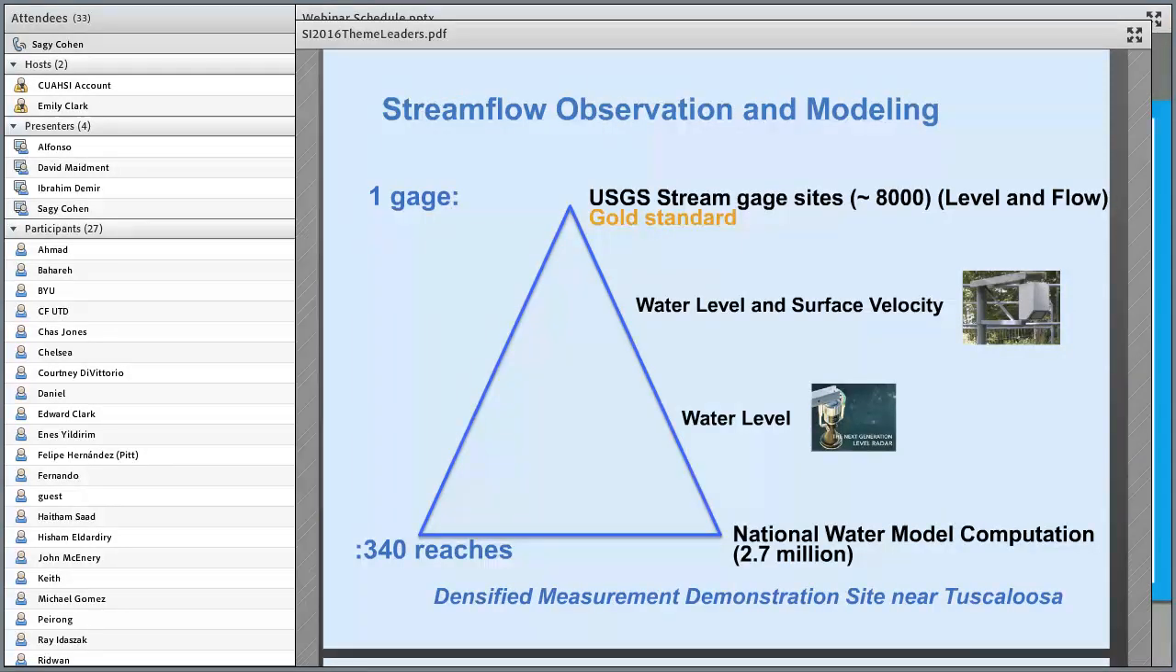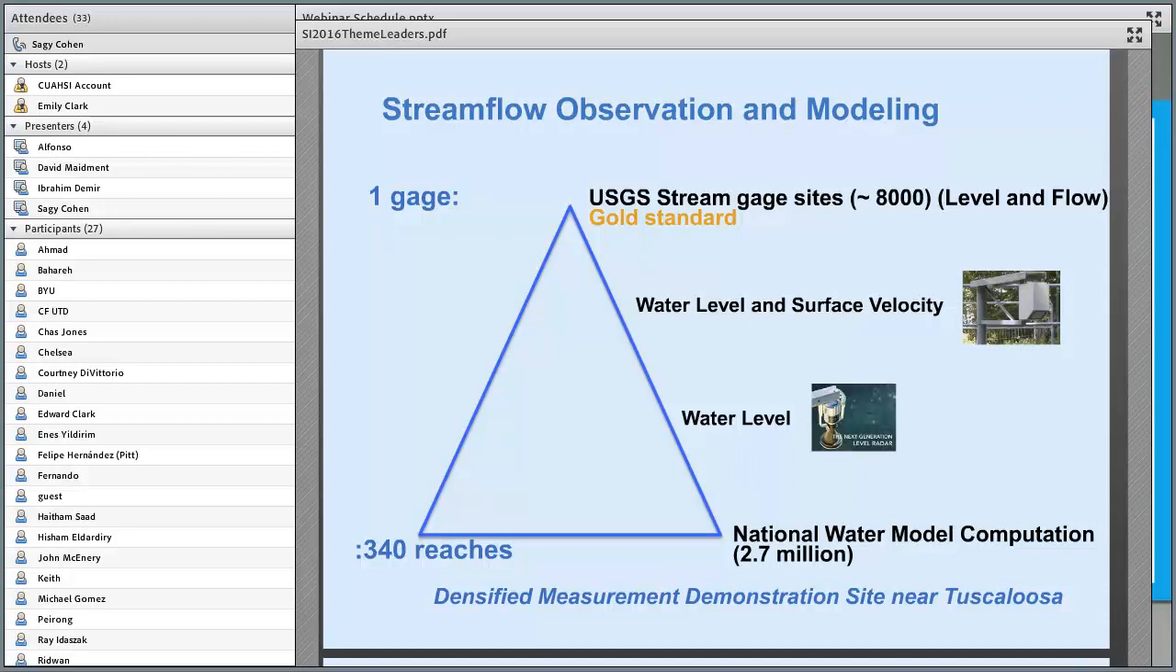So the idea behind this is that we have the gold standard, which is the USGS stream gauges, of which there are about 8,000 nationally, which of course measure stage and discharge. And what we're trying to eventually incorporate into the National Water Model is flood inundation modeling at the NHD reach scale with 2.7 million reaches nationally. So that's a ratio of one USGS stream gauge for 340 NHD Plus reaches.